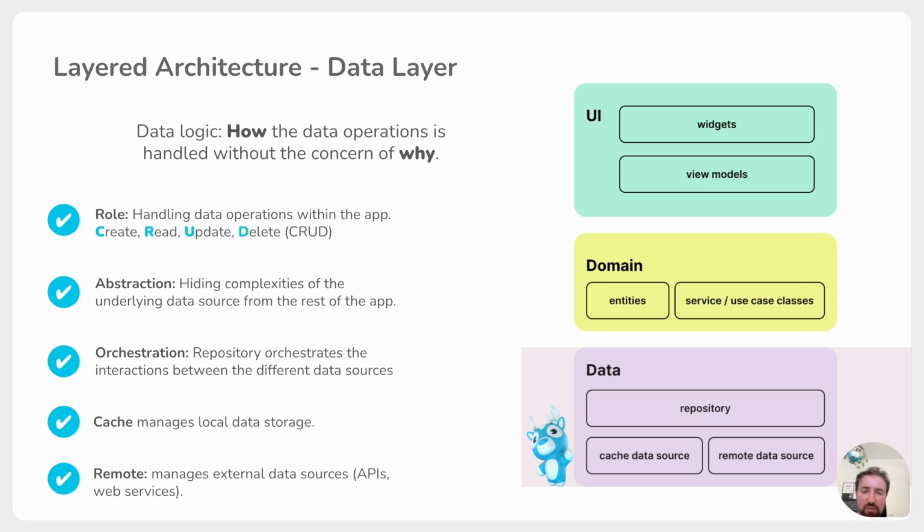sources. A repository class orchestrates the interactions between the data sources. But what are these data sources? We might have multiple data sources, more than two. Usually you have two. Cache manages the local data store. It is how data is stored locally in the device. And then you have the remote data source. It manages the external data sources such as APIs and web services.